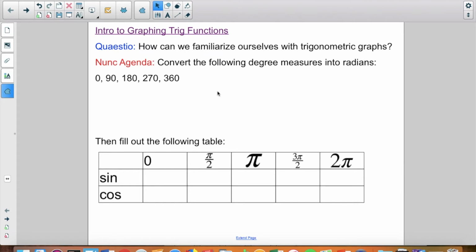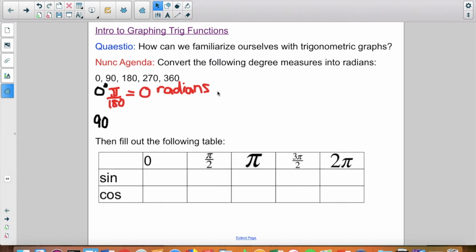So first we have 0. If we were to convert 0 degrees into radians, we'd have to multiply it by pi over 180. When we multiply this by pi over 180, if you multiply 0 by anything, you just get 0. So this is 0 radians. Next one we're going to look at is 90 degrees.